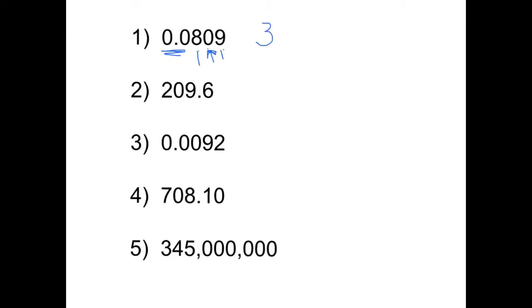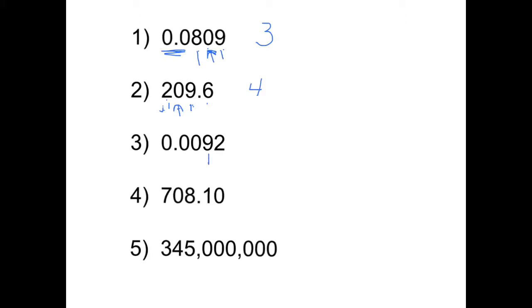In number 2, we have 3 non-zero digits. We do have 1 zero that comes between 2 non-zero digits. So it is significant, and we have 1, 2, 3, 4 significant digits.